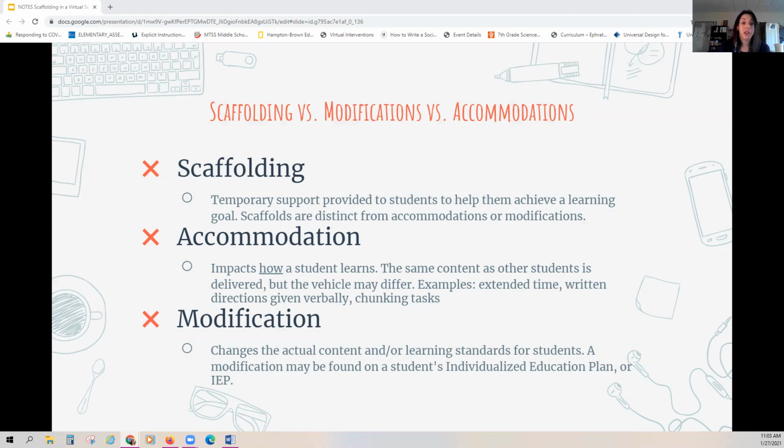For accommodation, you're impacting how a student learns. So it's the same content as the other students, but the vehicle on how they get there is different. This may be extended time, verbal directions as opposed to written, chunking tasks, and so on. Modification is when you're changing the actual content or the standard. A modification may be found in a student's IEP, for example.